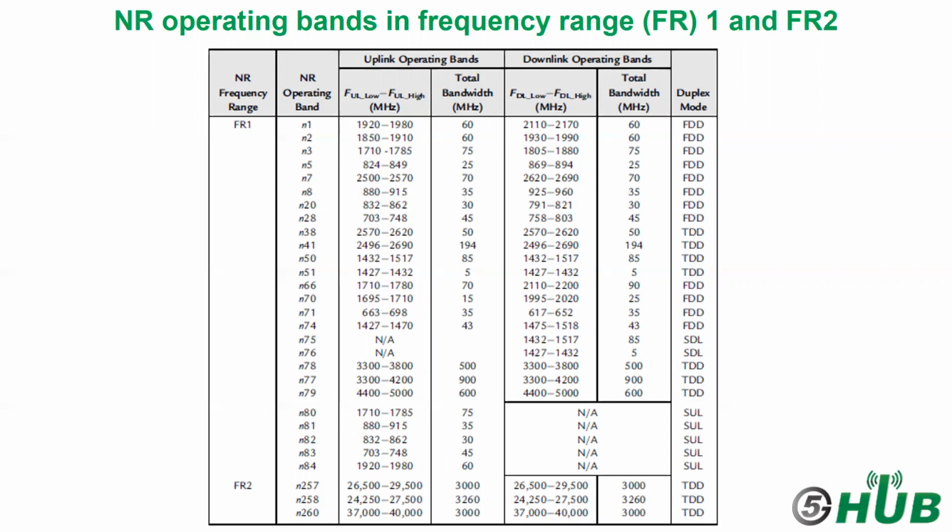Given the wide range of frequencies which 5G new radio is required to support, three subcarrier spacings of 15, 30 and 60 kilohertz are identified for operating at frequency range 1, for sub-6, and for mmWave, 60 and 120 kilohertz are designed for operating in frequency range 2 for mmWave bands.